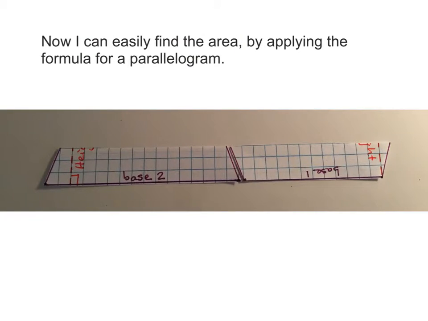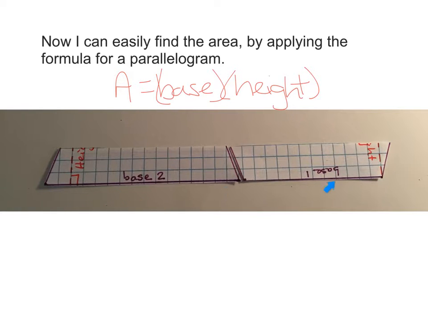So what I'm going to do now is use the formula for area of a parallelogram, which is base times height, and use that idea to find the area of this trapezoid. Since I have made it into a parallelogram, it's now easier to work with. So let's take a look at this parallelogram that I made from the trapezoid. It has a very long base, and its base is in fact the sum of the two bases from the trapezoid.